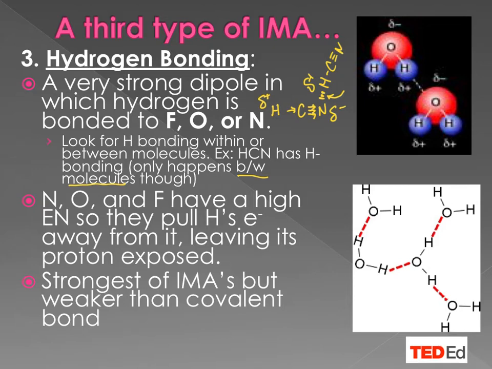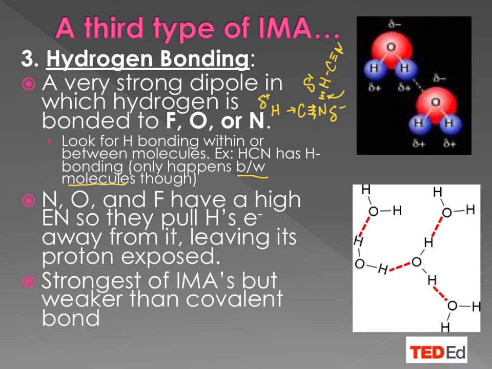If you look on that electronegativity chart, it is the strongest of the three intermolecular attractions, but it's going to be weaker than the covalent bonding that's happening within the molecule itself. So if we look at this water example, H2O, we have a hydrogen, and these dotted lines between neighboring molecules show a hydrogen that's being attracted to an oxygen.